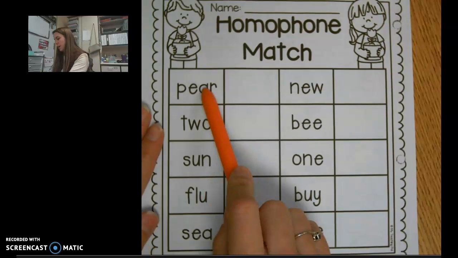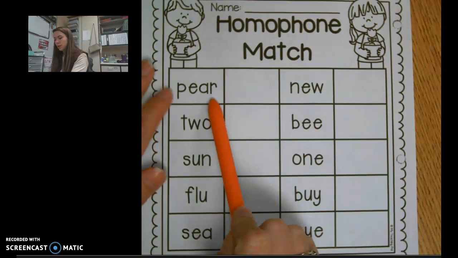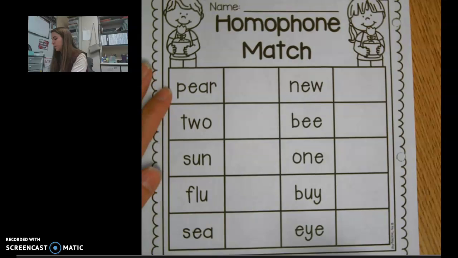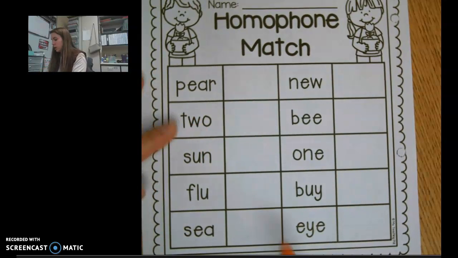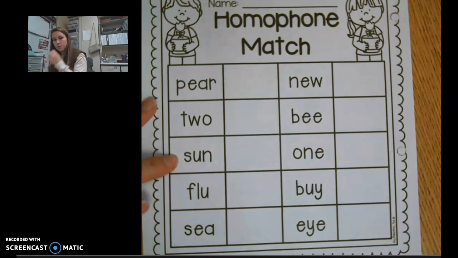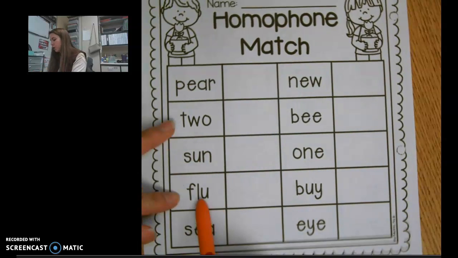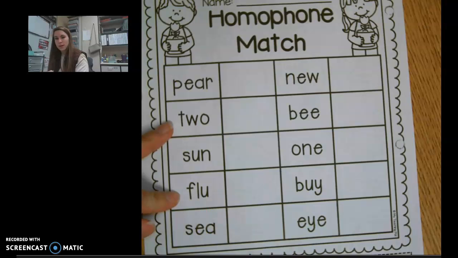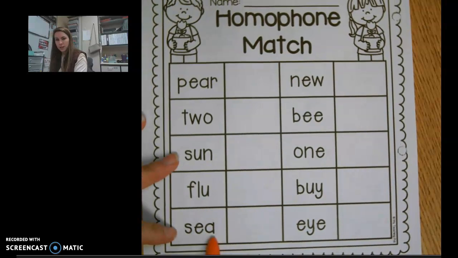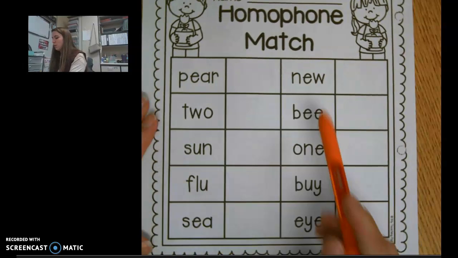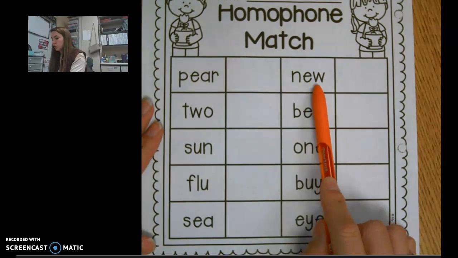You have pear, and that's like the fruit. So if you want to eat a pear, you have two, like the number two. You have sun, like the sun up in the sky. You have flu, like if you get sick and you catch the flu. You have sea, like water. You have new, like I got a new toy.